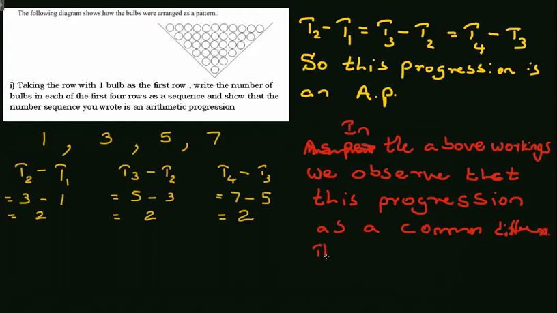Therefore, this progression is an arithmetic progression. All right, so we have shown that the sequence we wrote is an arithmetic progression.